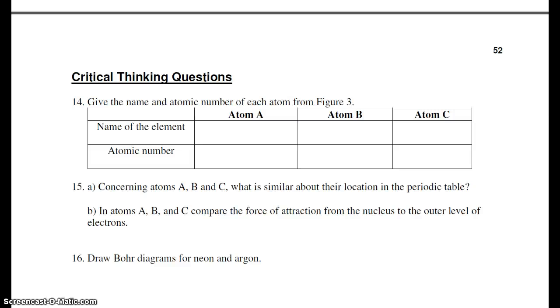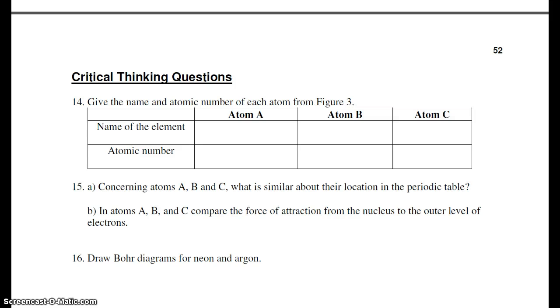So here we have a table. You're supposed to name the element of atom A. Well, when we counted the electrons, there were 11. So that means there's 11 protons, so that's going to be sodium. And atom B, there were 3 electrons, so that means there's 3 protons. And when I look on the periodic table, the element that is number 3 is lithium. Atom C had 1 electron, so that would be hydrogen.